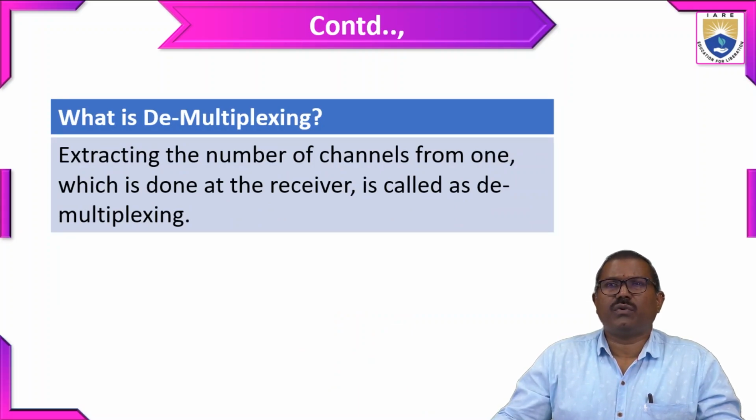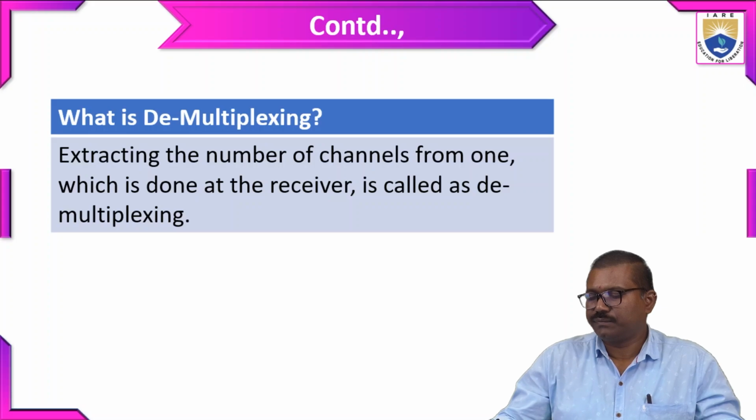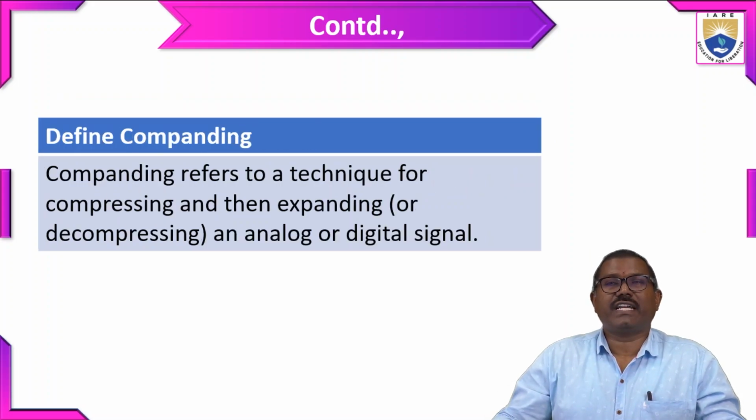Demux: extracting the number of channels from one, which is done at the receiver, is called demultiplexing, the reverse operation of multiplexing. So one to many for mux, many to one for demux. Define companding.